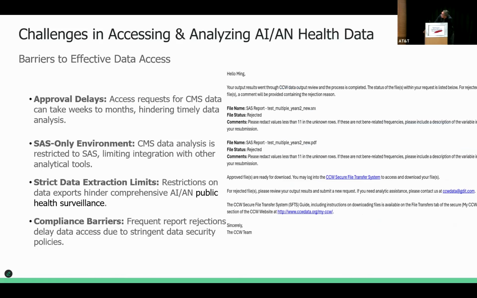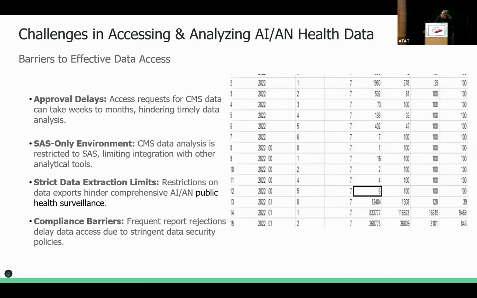Those are some examples, and they email you to tell you why you cannot access the data. This is just my personal Excel, I just created an example. One of the rules is that if you have a cell value less than 11, you cannot download it. If it's less than 11, you cannot access the data. So we have to work around this.